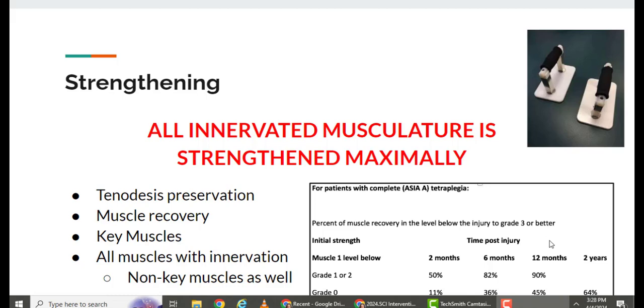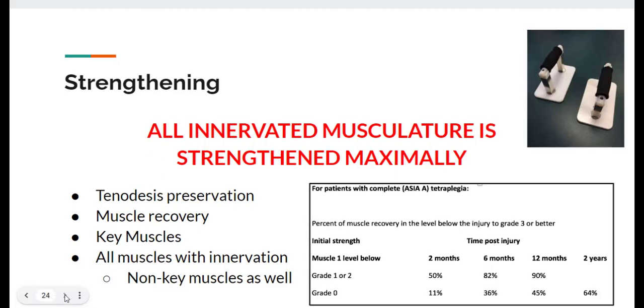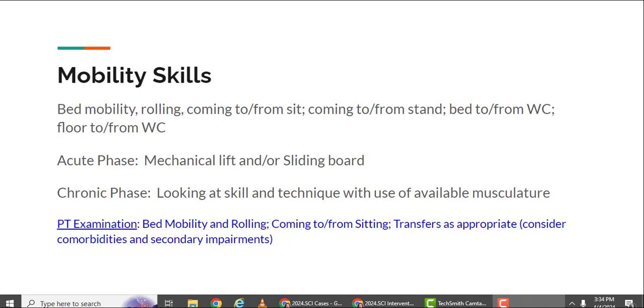So with a patient with ASIA A, you can see that they might get some recovery over time in their strength to a grade 3 or better, which would be a functional difference for that person. So that does it for most of our body structures and functions examination. In the next part, we'll be moving on to mobility skills and balance.